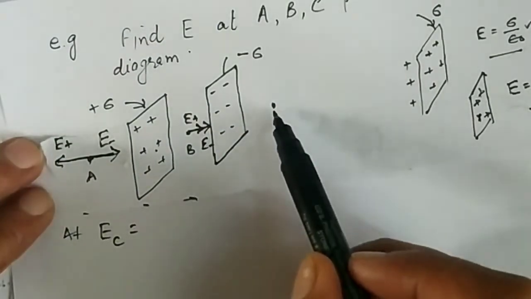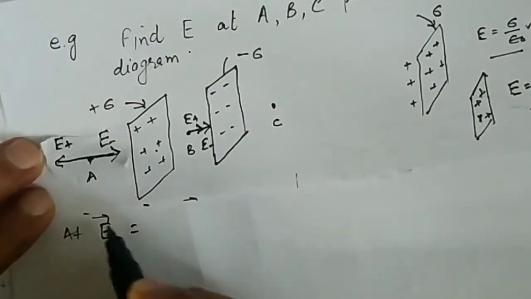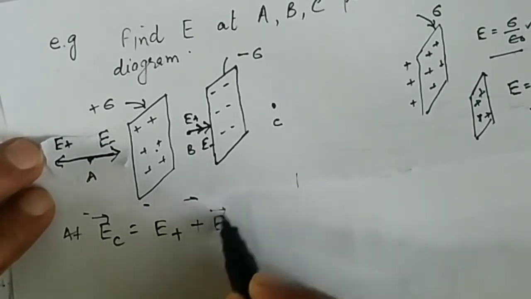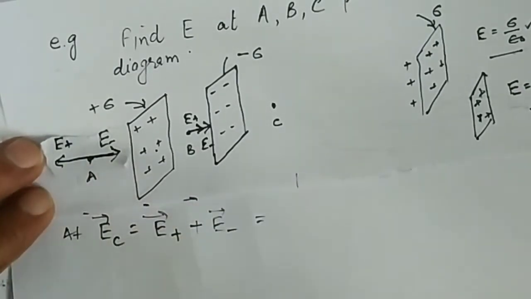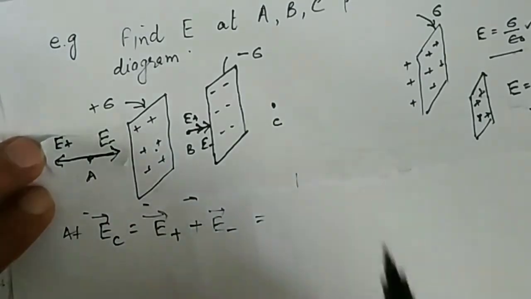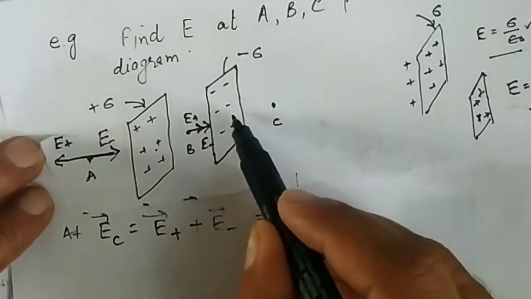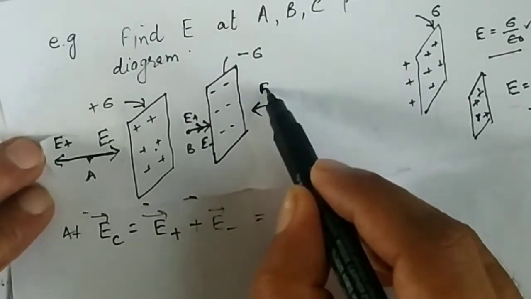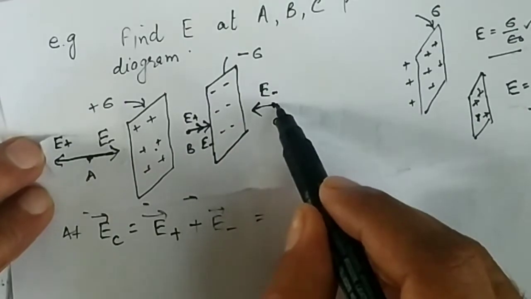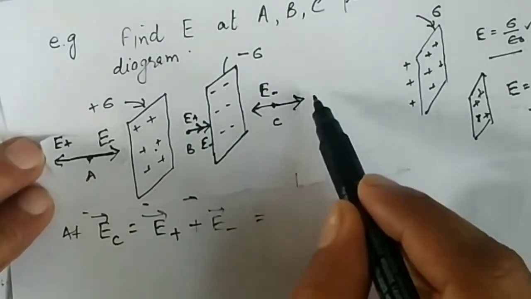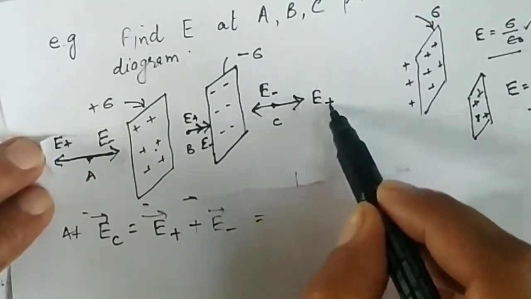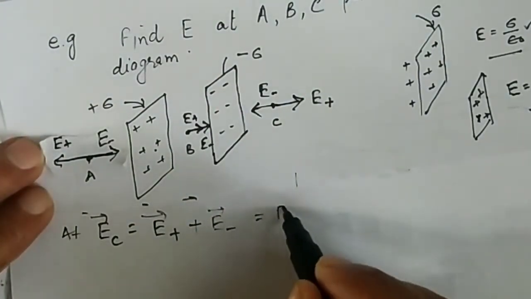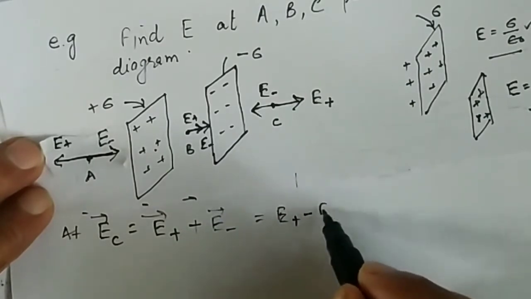The electric field at point C is the electric field due to the positive charge sheet plus the electric field due to the negative charge sheet. First we find the direction. At point C, the electric field due to negative charge is inward, along this direction, and the electric field due to positive charge is outward, along this direction. Both are in opposite directions, so the resultant electric field is E positive minus E negative.